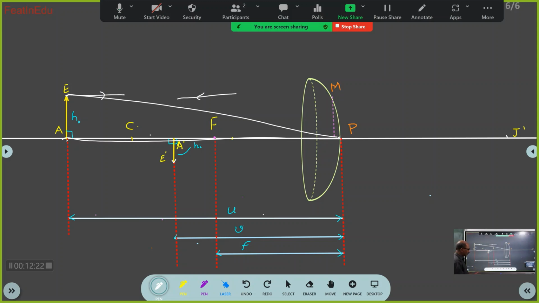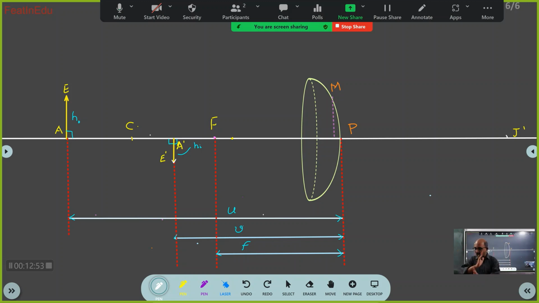So you have now understood what object distance means. Now try to understand the first thing: object distances are measured from the pole. Why do we measure it? Because, as I told you, the object is coming like this, the image is moving like this. We have to take the direction into consideration.